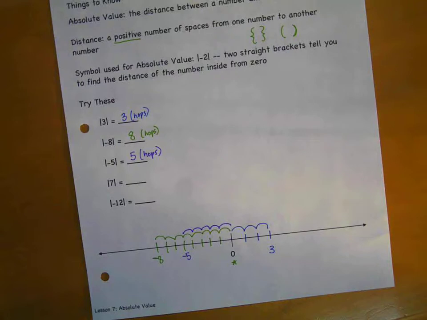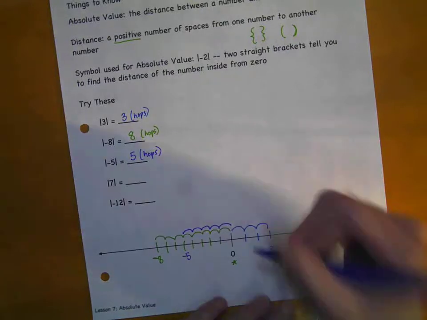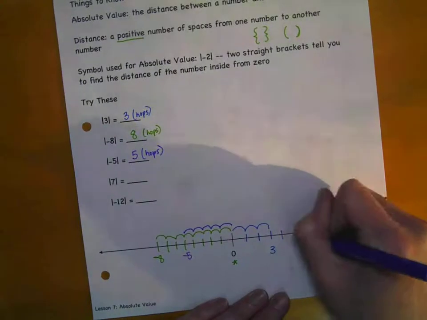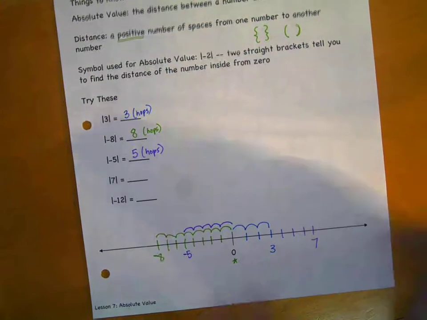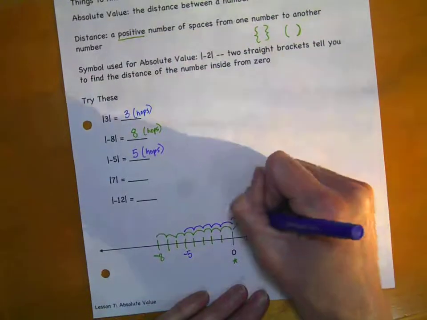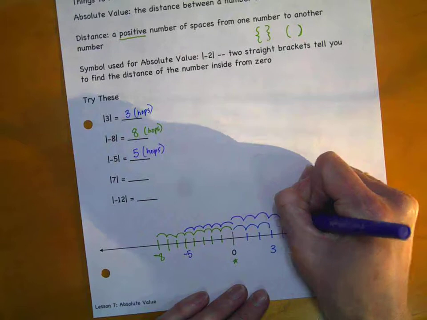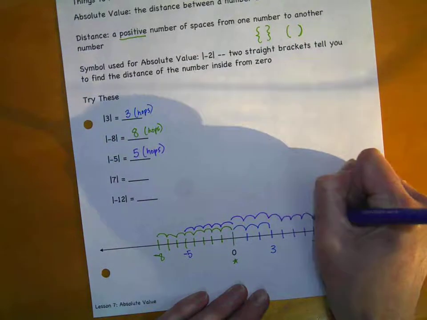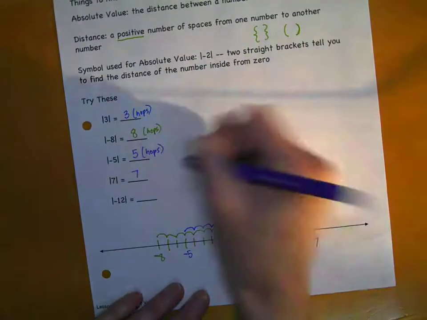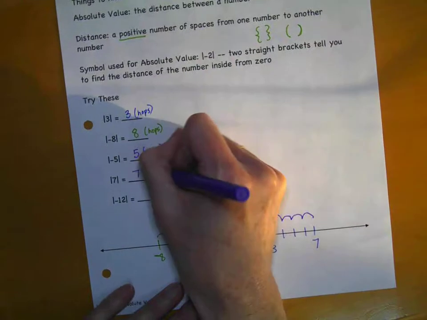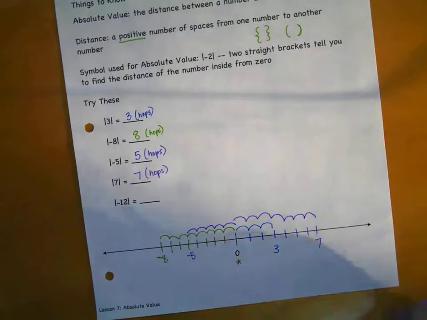Okay, now the next one it says is 7. So let's try 7. 1, 2, 3, 4, 5, 6, 7. 7 happens to be right here. So we're going to go 1, 2, 3, 4, 5, 6, 7. 7 hops. So the absolute value of 7 is 7 hops.